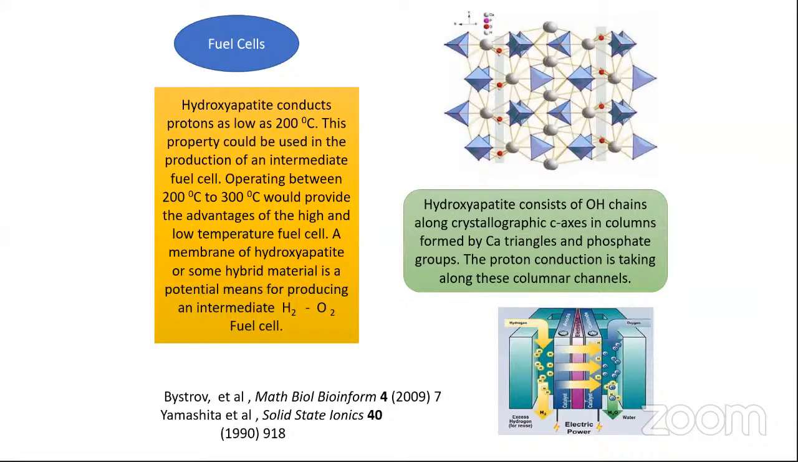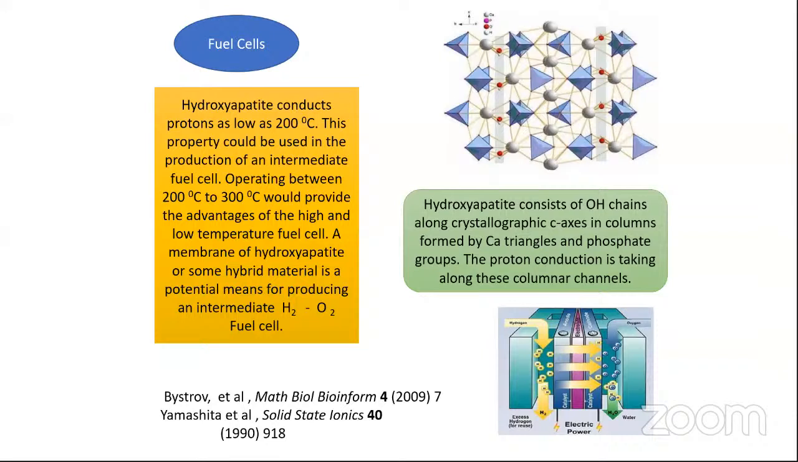And this property could be used in the production of an intermediate fuel cell operating between 200 degrees Celsius and 300 degrees Celsius, which would provide the advantages of both high and low temperatures. So it has a high operating temperature, and it can also be operated at moderately low temperature. So a membrane of hydroxyapatite or some hybrid material is a potential means for producing an intermediate H2O2 fuel cell. It is based on H2O2.